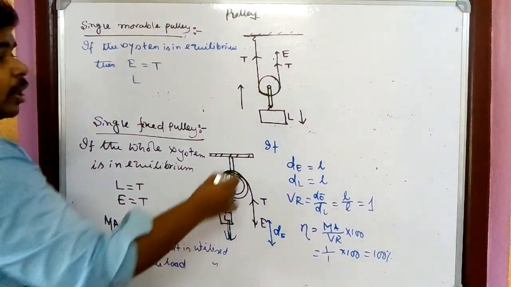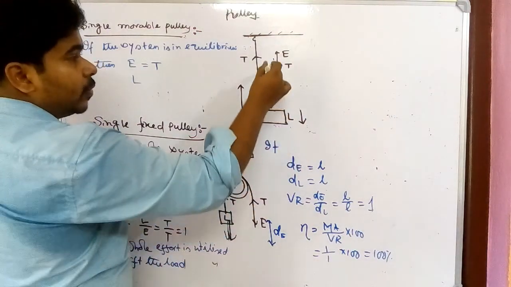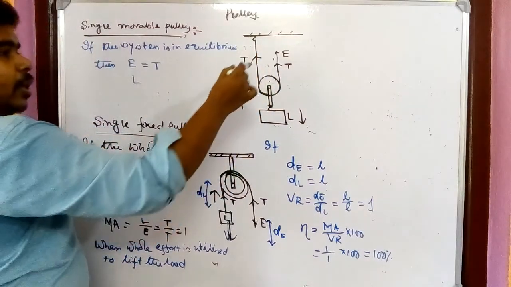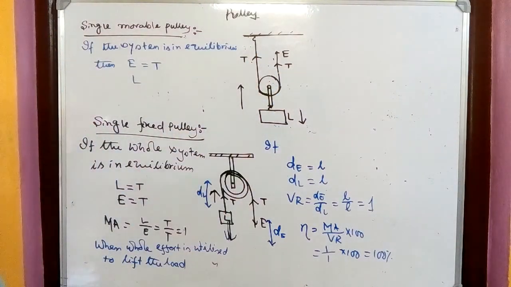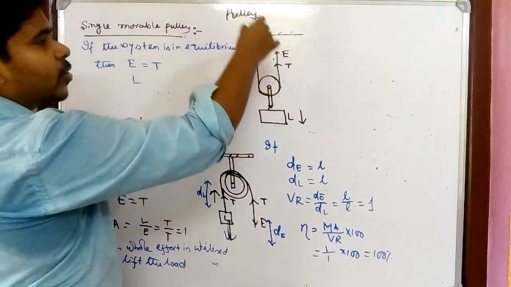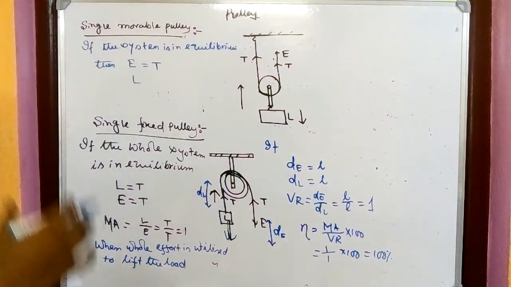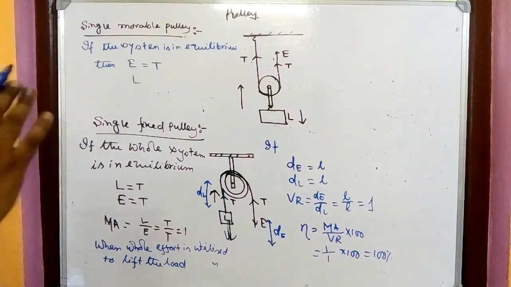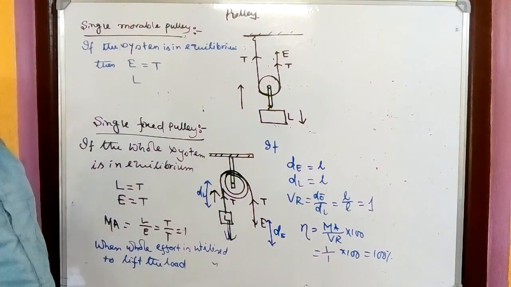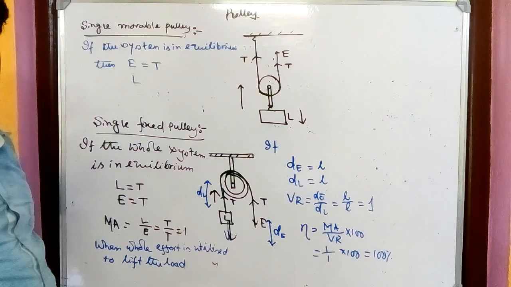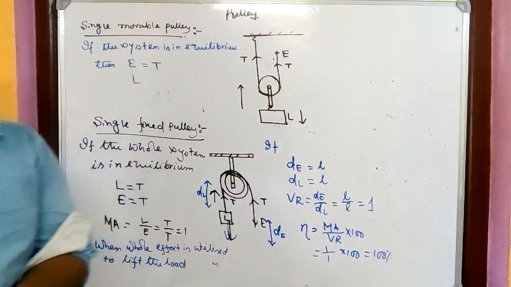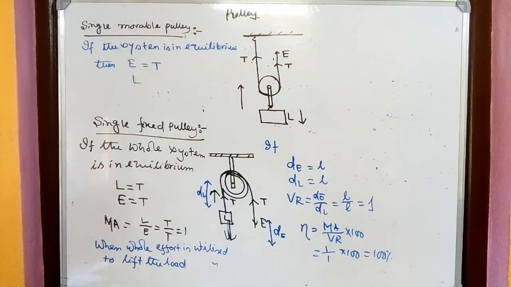But here you see, load is acting downward and these two tensions in the two ropes. It is a part of one string only, but here we have seen two tensions acting. So these two tensions are balancing the load. We have learned about the balanced force. What is balanced force? Balanced force is if two equal and opposite forces are acting on a body, then there will be no displacement of the body.